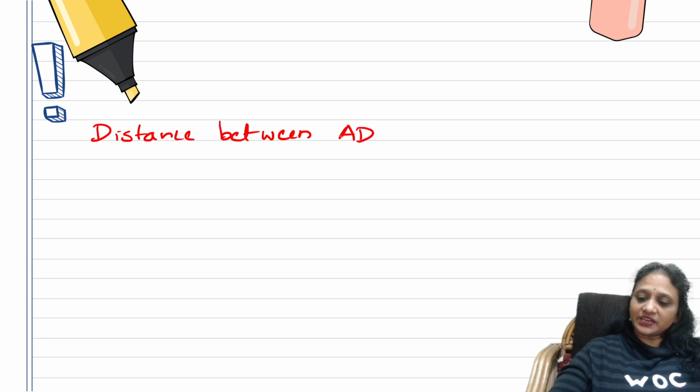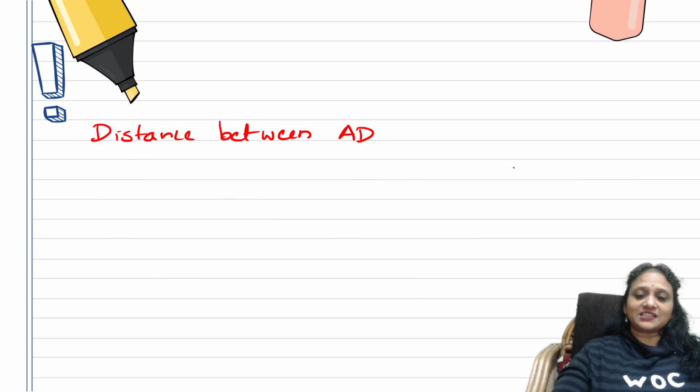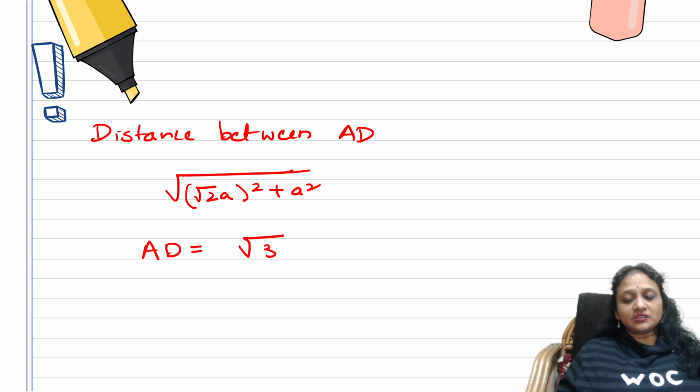What is the distance between A and D, students? Let's come back. What is the distance AD? This is already root 2a. When I take this whole right angle triangle, I get the base as root 2a. So this is root 2a and this is a. So the distance AD is root of (root 2a) whole square plus a square. How much is AD now? AD is equal to root 3a.